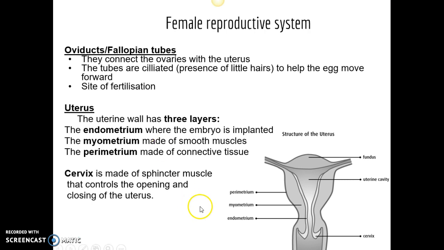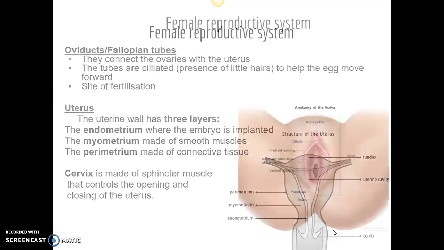Here you see again the 3 uterus walls we were talking about, the endometrium, the myometrium, and outside the perimetrium. And here is the cervix.